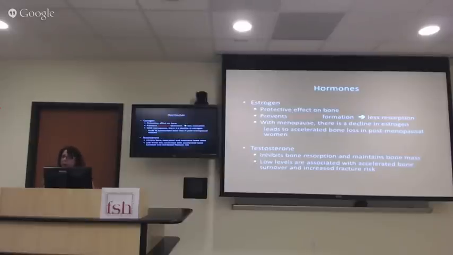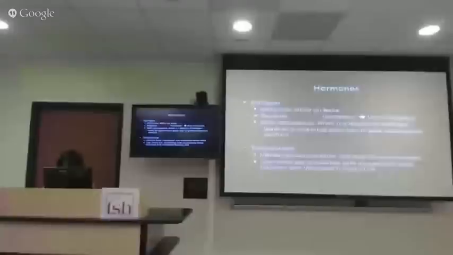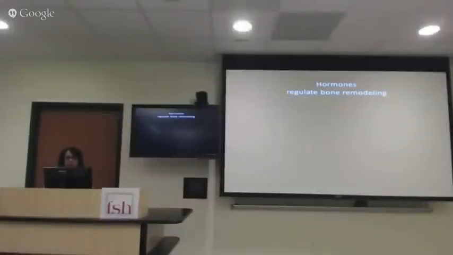Testosterone, a male hormone, is also protective. It inhibits bone resorption and helps maintain bone mass. Low levels of testosterone are associated with accelerated bone turnover and an increased fracture risk.